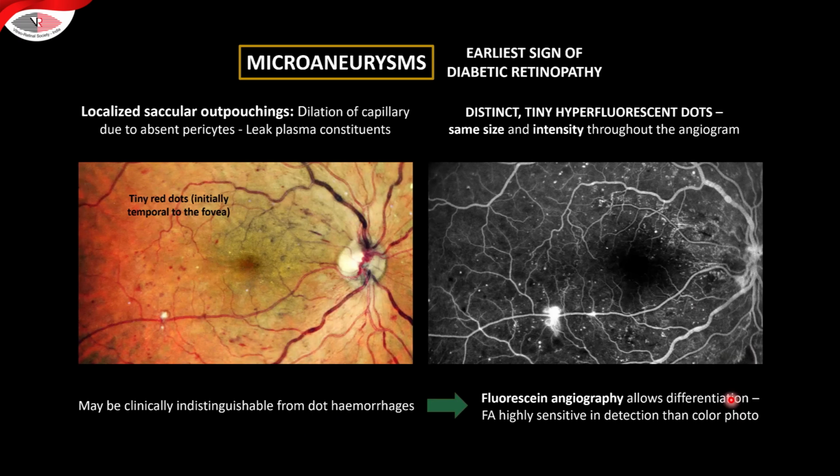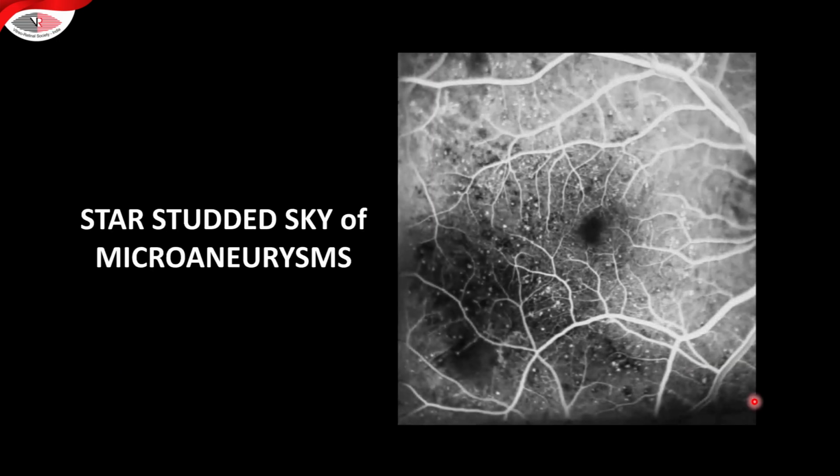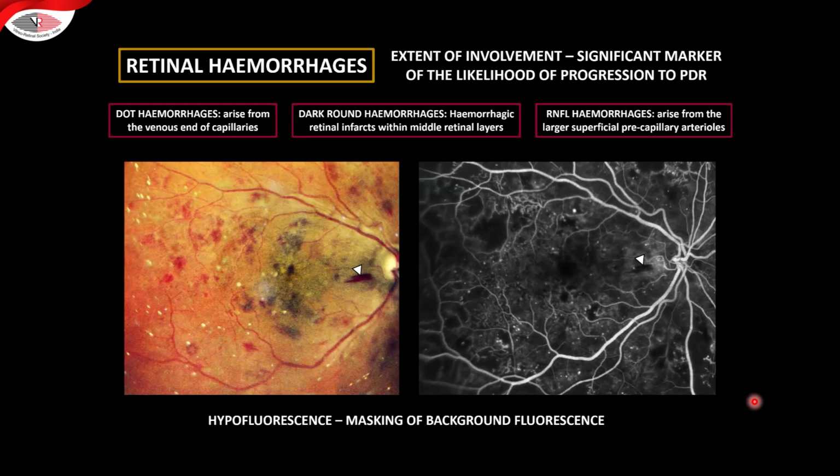Microaneurysms are small saccular outpouchings of the capillary network, and you see them all over the place. Tiny distinct hyperfluorescent dots, same size and intensity throughout the angiogram is how you see them. It's like a star-studded sky that you see these microaneurysms in most of the diabetic retinopathy patients when you do an angiography. Then there's retinal hemorrhages.